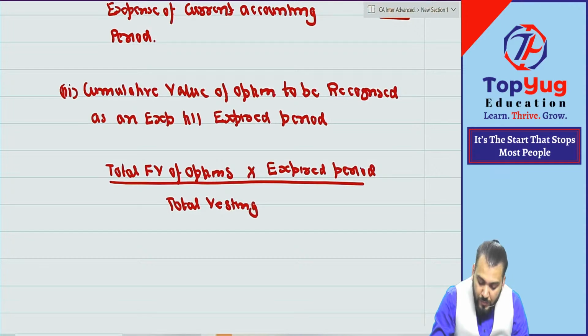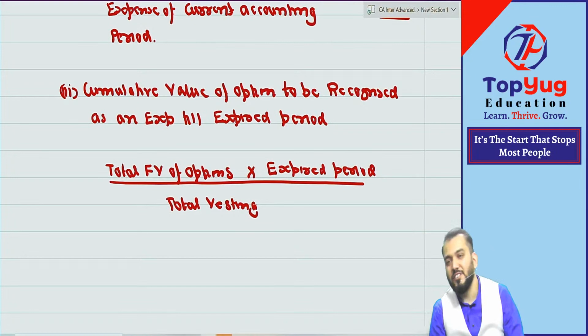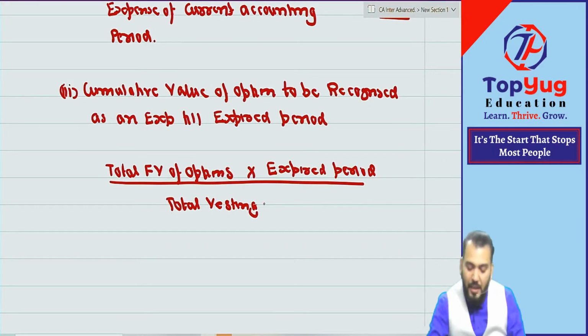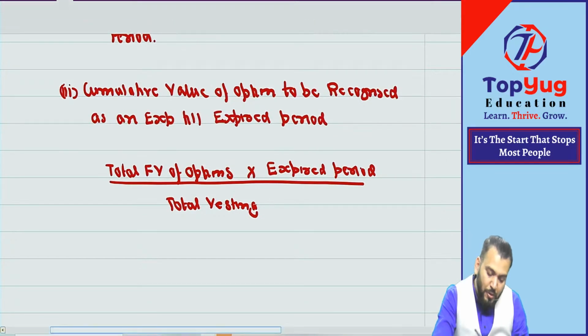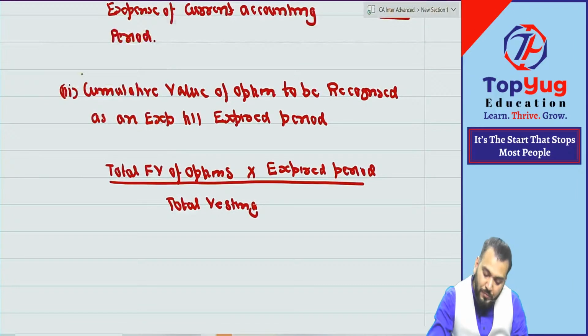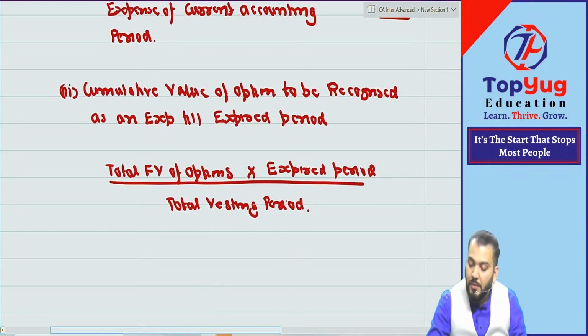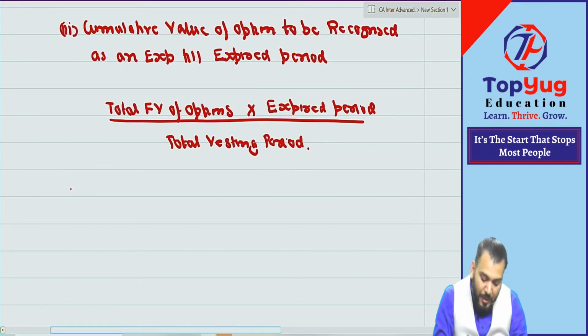Total vesting period. This only we have done. You can see for 1 year we have done 1 by 3, for 2 years we have done 2 by 3, for 3 years we have done 3 by 3. Like this, the same thing I am saying. I hope you are understanding whatever I am writing now. Now how to calculate total fair value of option?